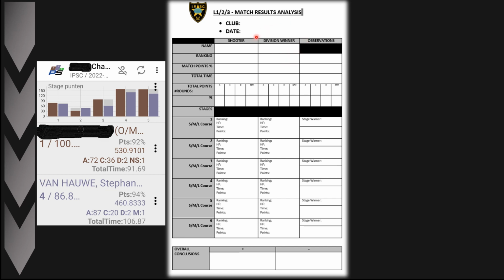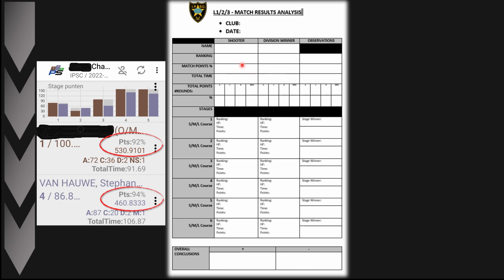I also take a look at the knowledge experience of the division winner. How long has he or she been shooting, because that's relevant. Then I will look up and note down the overall match points, which again, in the competitor app, it's very easy to find that information. So match points percentage, I note down here.